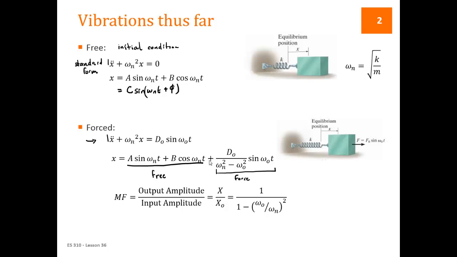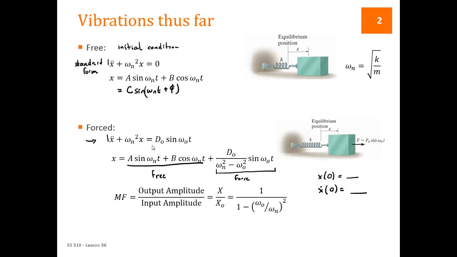So if we're given an initial condition that x of 0 is equal to some number, then we plug in 0 into this equation, set it equal to that number, and solve for the unknowns. We are also usually given a velocity, so x dot of 0 is equal to some known. So we take the derivative of this expression, plug in t equal to 0, and solve for the unknowns.